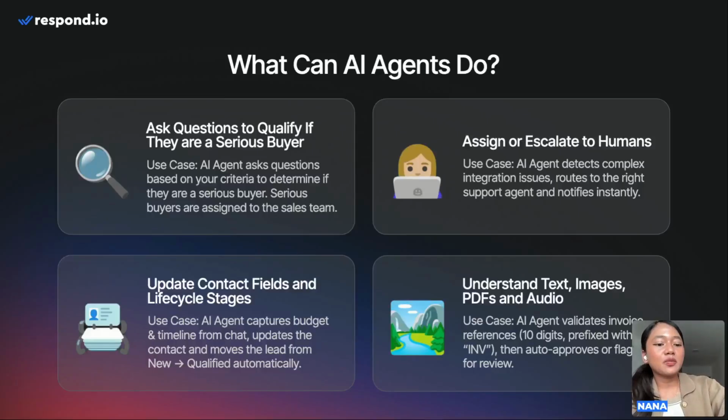It can also assign or escalate to a human. For example, if someone says they are ready to book, or if they have a specific concern that needs human support, AI agent will be able to route that conversation to the right person or the right team so that the lead doesn't get stuck waiting, because waiting sucks, right? Another useful capability is that the AI agent can update contact fields and lifecycle stages.